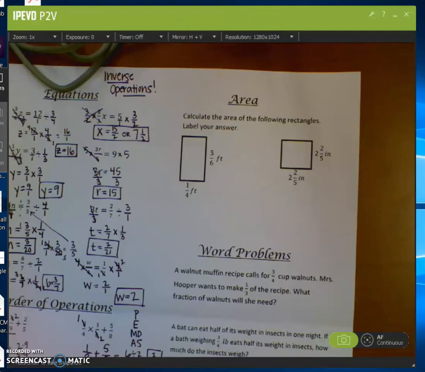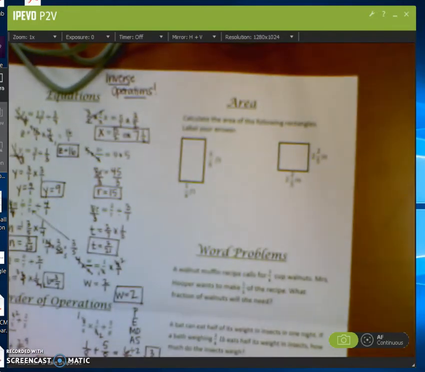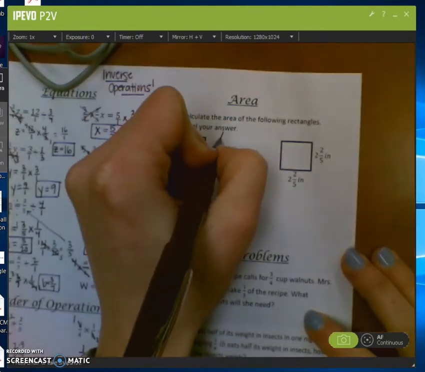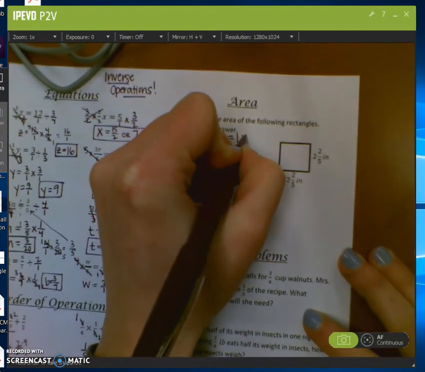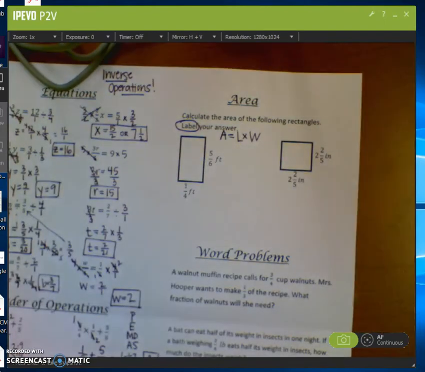All right, the next application of fractions is talking about area of rectangles. You guys have actually already been doing this on your homeworks, and it was a bonus question on your quiz. We find area of a rectangle by doing length times width. The most important part is that we remember our labels here when we're doing these word problems or area problems.